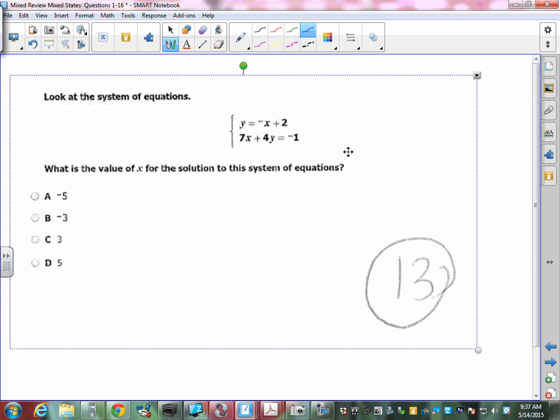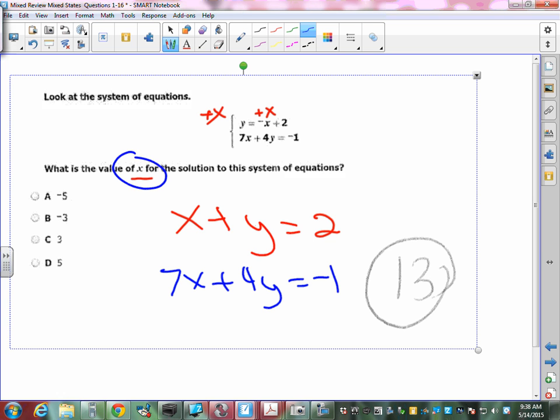All right, I have a system of equations here. They want to know the value of x for a system. When we solve systems, we need to put both of them in standard form. We need to line up the x's and the y's. So what can we do to that equation right there to get it in standard form? We need to get this negative x over there with the y, so we can add x to both sides. So it's going to give you x plus y equal to 2. The bottom one is already in standard form.